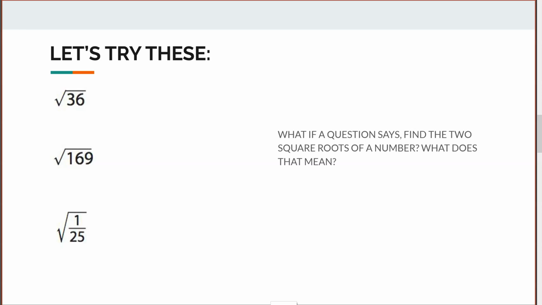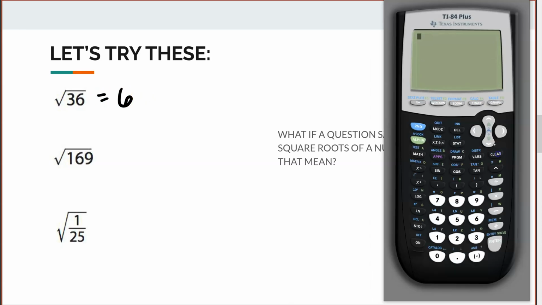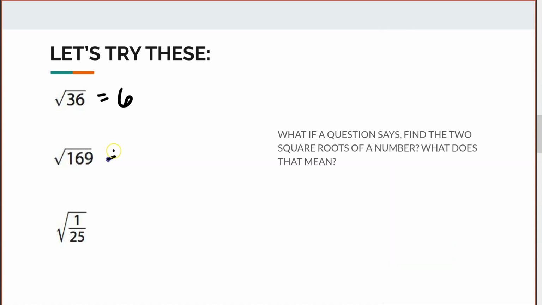Alright, if you want to pause the video and try these all by yourself, you are definitely welcome to do that. Now square root of 36, again, that means what number times itself equals 36. Well, hopefully you know that that is 6. 6 times 6 is 36. Again, you can double check on the calculator. Second, press that button. 36 is 6. Alright, let's try the next one. Square root of 169. Now, this might be a bigger number for you, so square root of 169 is 13.